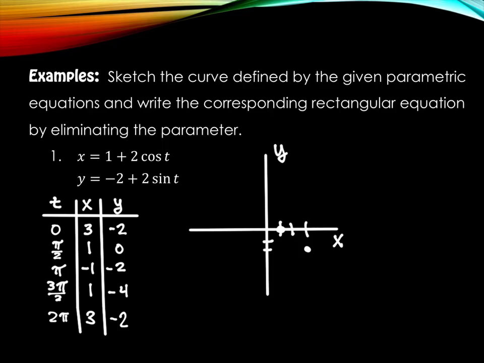And then -1, -2. And then 1, -4. And then lo and behold, we're back at 3, -2, which makes sense, right? Because we're dealing with trig functions whose period is 2 pi. So when we put in 0 and we put in 2 pi, we get back where we were to begin with. What image are you going to get if you connect these?